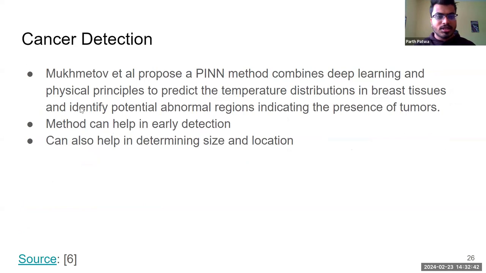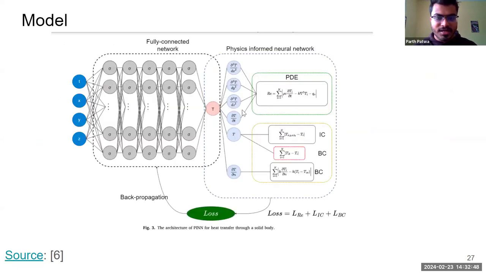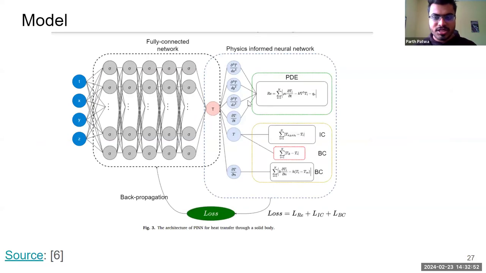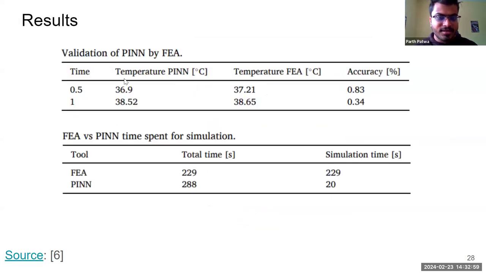So yeah, and a couple other similar applications would be cancer detection, where in this paper they are using a physics-informed neural network to modify the loss, and they get much better and faster results to predict some estimators which are used for estimating cancer.